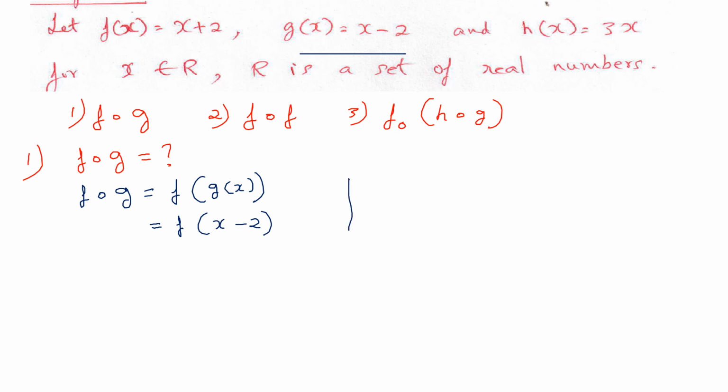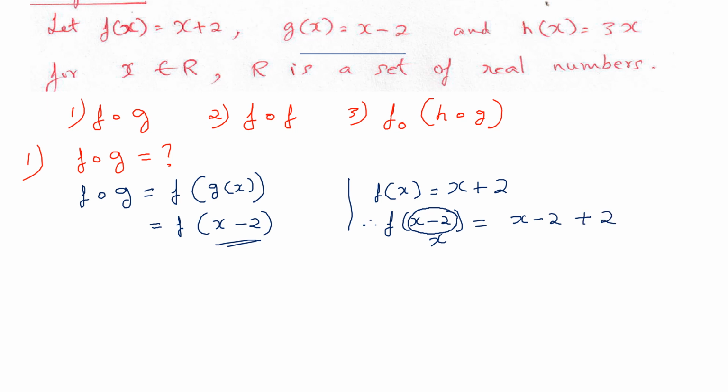See the given in the problem: f of x is equal to x plus 2. But here what we have is not x, it is x minus 2. Therefore, same approach. So f of x minus 2 means we take this entire term as x now. So x plus 2 becomes x minus 2 plus 2. This 2 is here, and this entire thing is x.